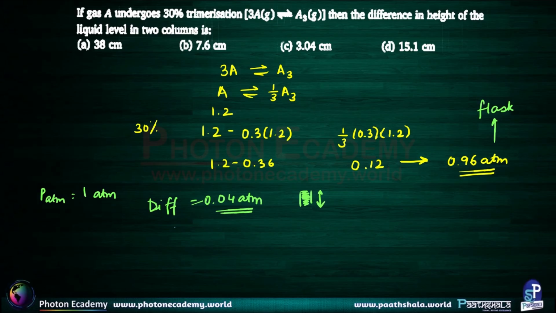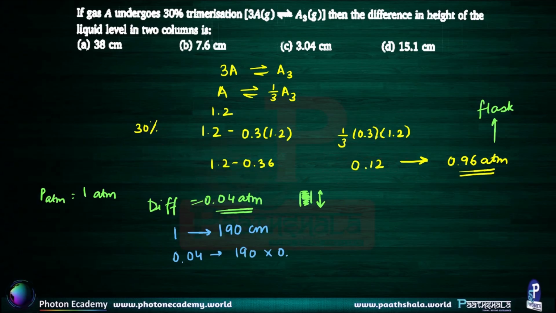So for 1 atm, the liquid rose 190 centimeters. So for 0.04 atm, it would rise 190 into 0.04. This 190 came from solving of the previous part. And on solving this, we get 7.6 centimeters. So the height risen in the container would be 7.6 centimeters of the new liquid. That is option B.